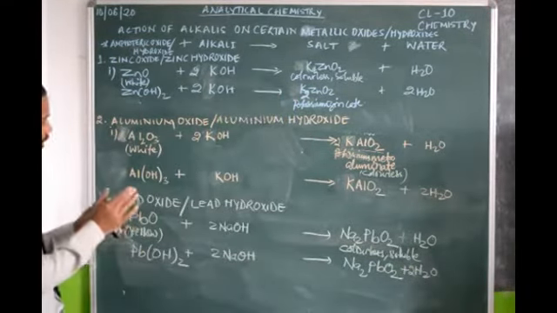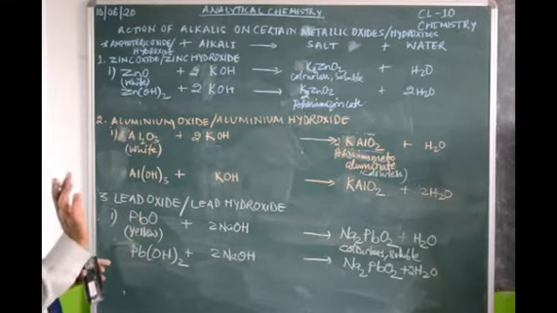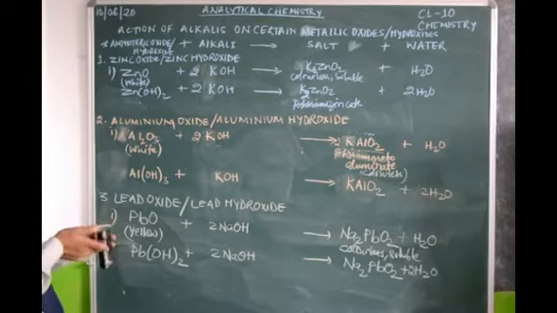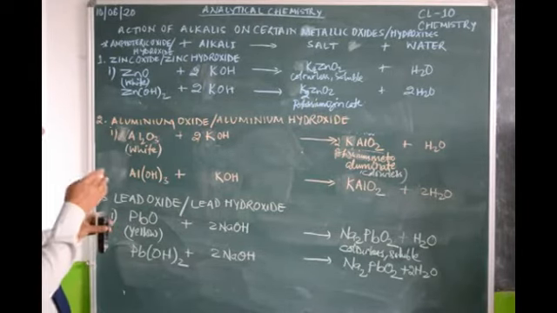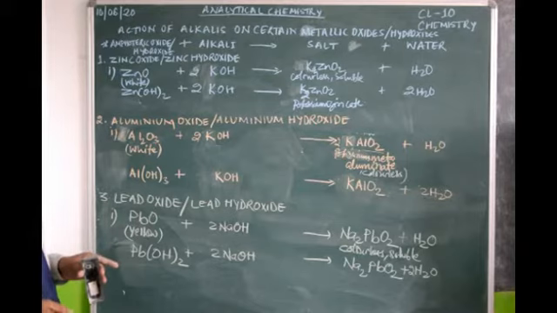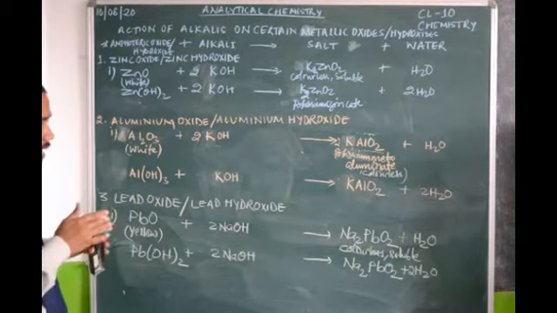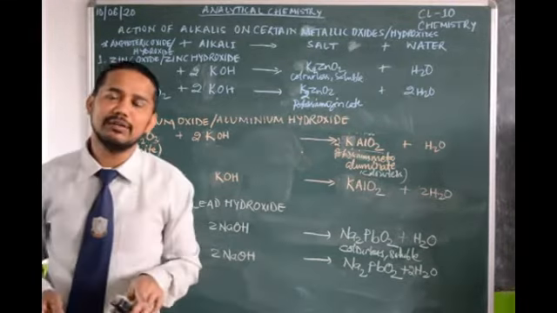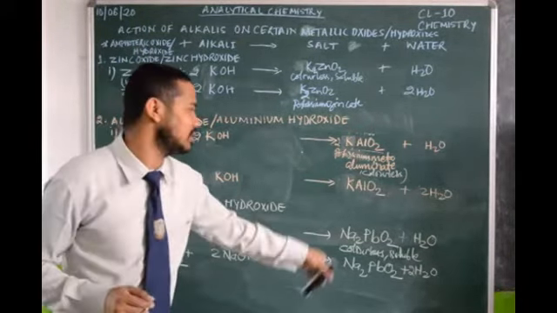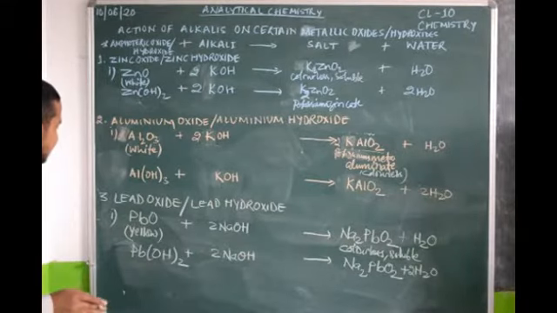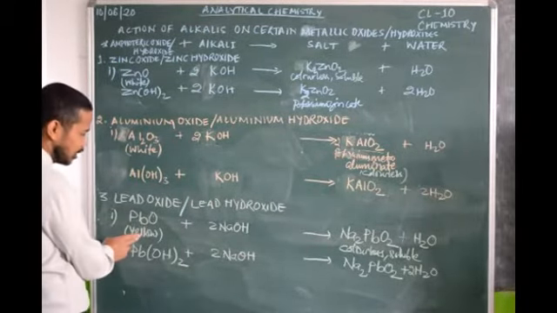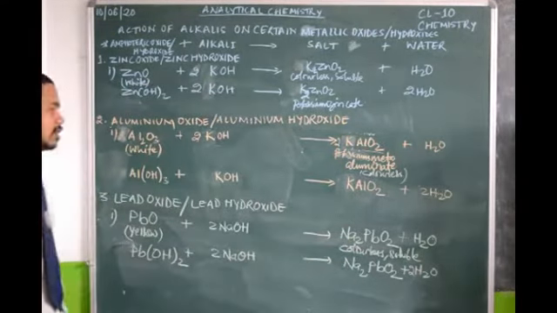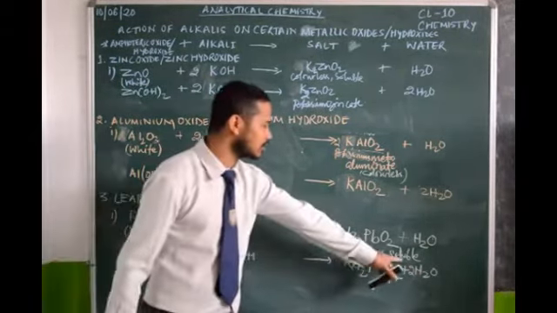Okay. So what you need to learn is: metal plus alkali gives hydrogen gas. Metal oxide, that is amphoteric oxide, plus alkali gives 1 molecule of water. Then amphoteric hydroxide plus alkali gives 2 molecules of water. That much only. The product will remain the same. Here lead oxide is yellow in color, but the salt form will be colorless.